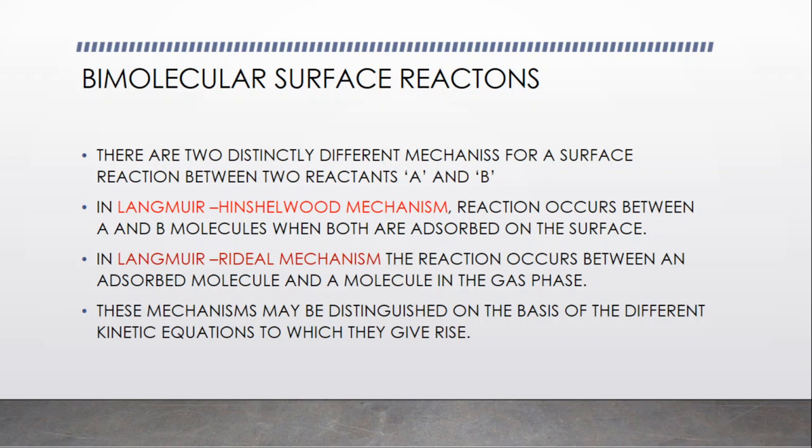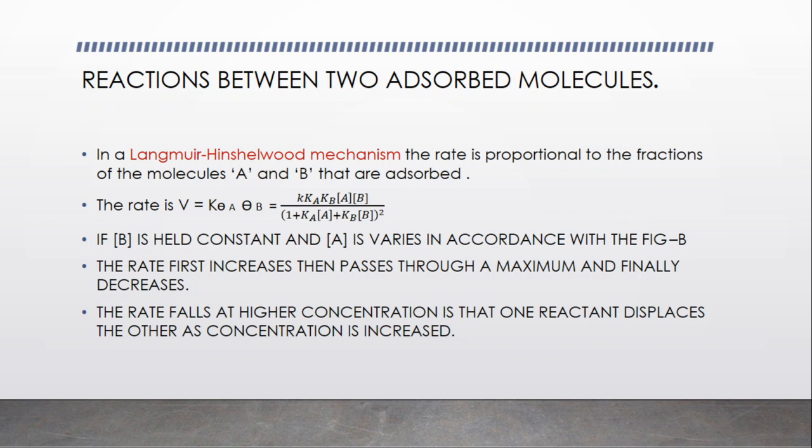Coming to the bimolecular reactions, there are two different mechanisms when the molecules of the two reactants A and B are adsorbed. One is the Langmuir-Hinshelwood mechanism, where both A and B are adsorbed on the surface. Another is the Langmuir-Rideal mechanism, where one of the molecules is adsorbed and reacts with the molecule in the gaseous phase, and the kinetic equations for both of these are different.